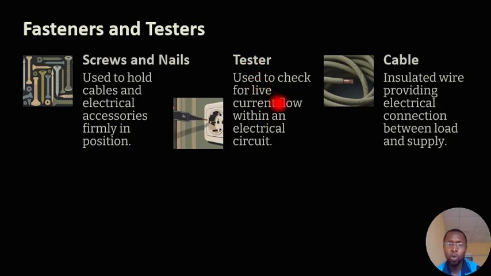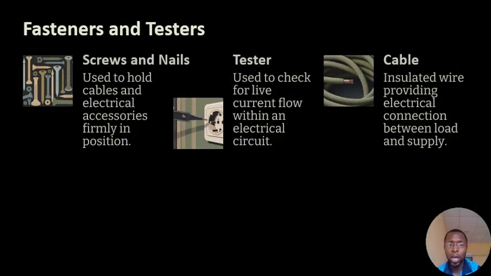So when you use the tester to touch the wire and it indicates red, that means there is life, there is current in that wire. And the last one is cable. Of course, cables are insulated so that it does not electrocute. So we use insulated cables or wire in connecting load to power supply, like we saw in our electric circuit type.